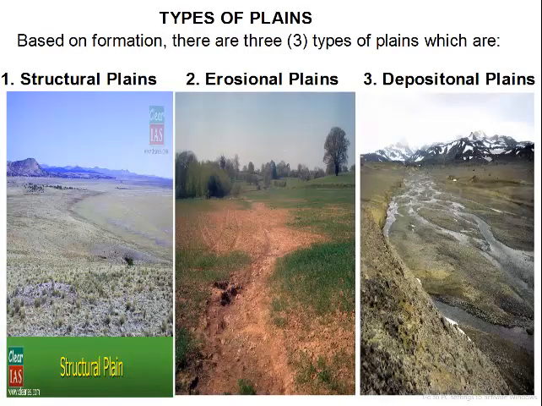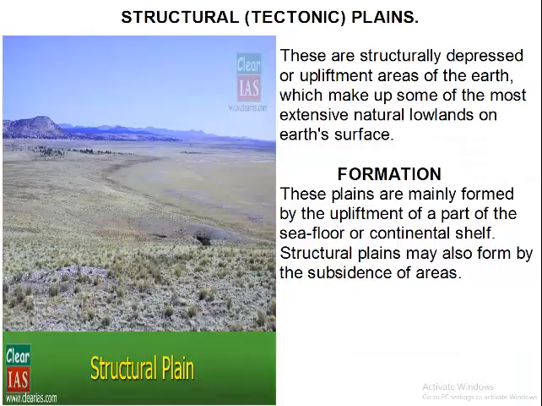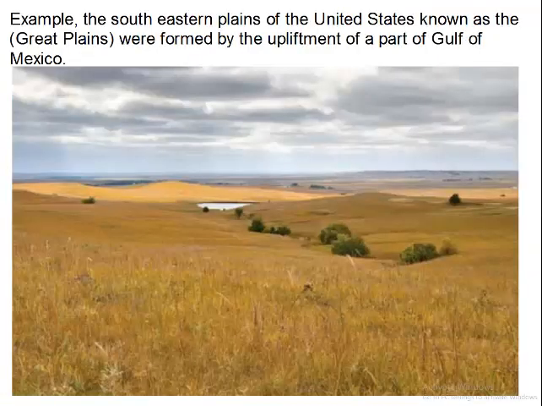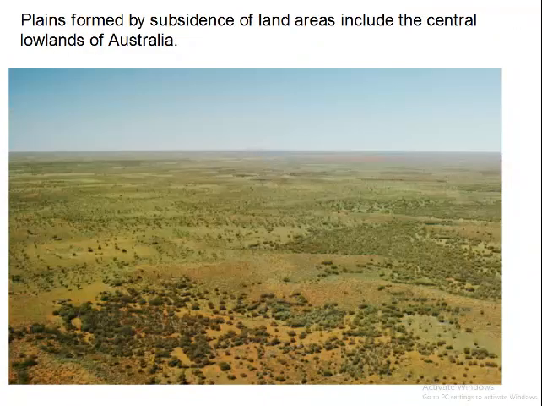We also looked at the types of plains. We said, based on formation, plains are of three types. That is the structural plains, erosional plains, and depositional plains. We talked about the structural plain, said they are plains formed as a result of tectonic movement. Either there is a subsidence or an upliftment of a surface. We looked at some examples.